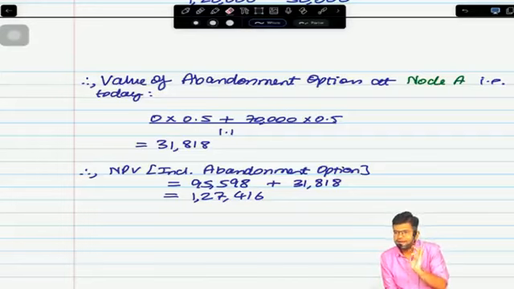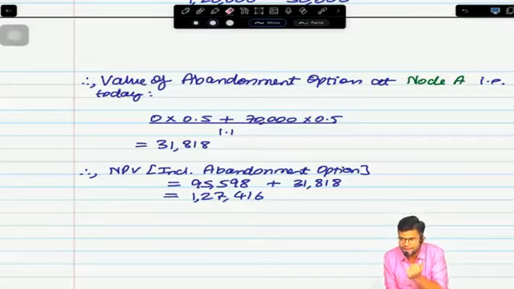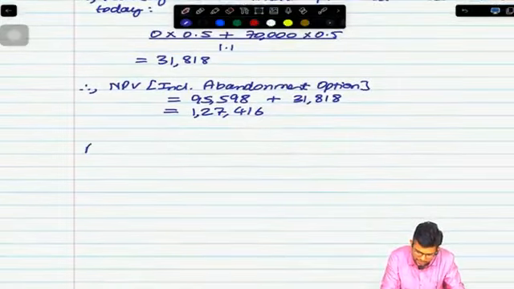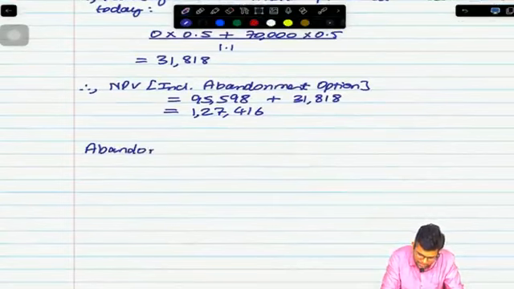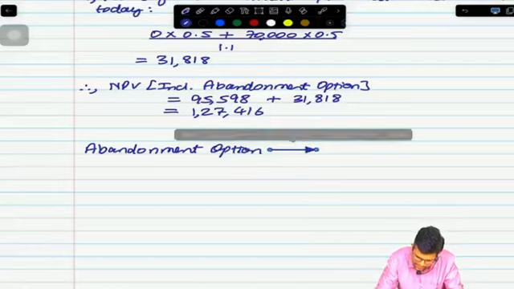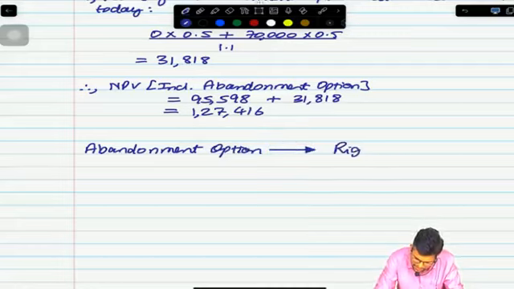Breathe. Can I say abandonment is not a right to buy? Abandonment is a right to sell. Everybody clear? Abandonment is a right to sell. So I will write here: abandonment option. The abandonment option is basically a right to sell. Everybody clear now? It's a right to sell.